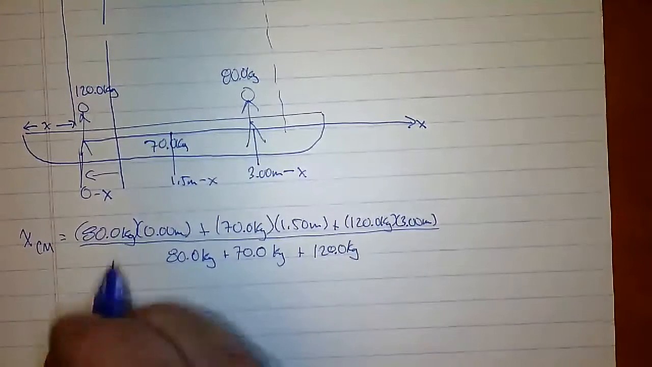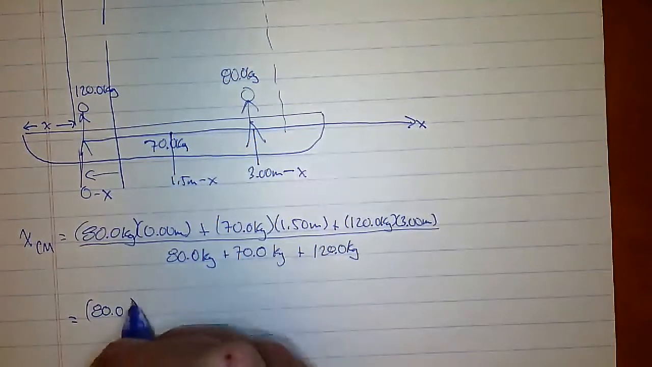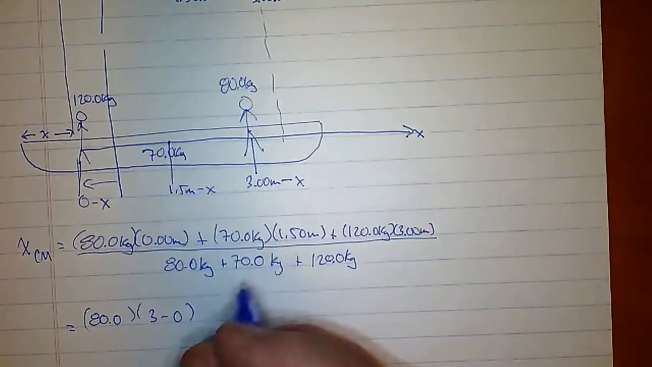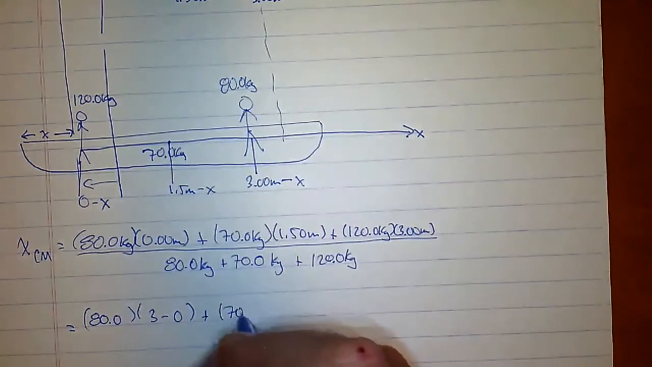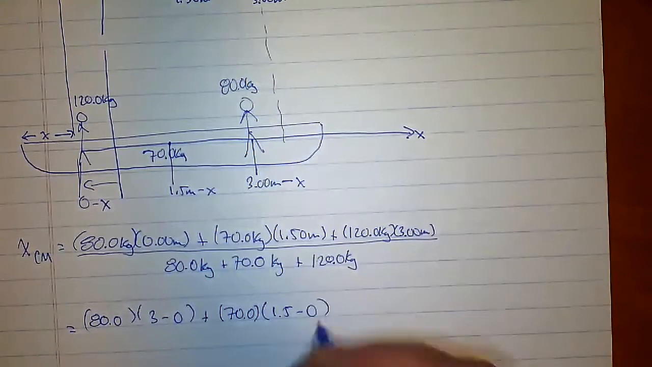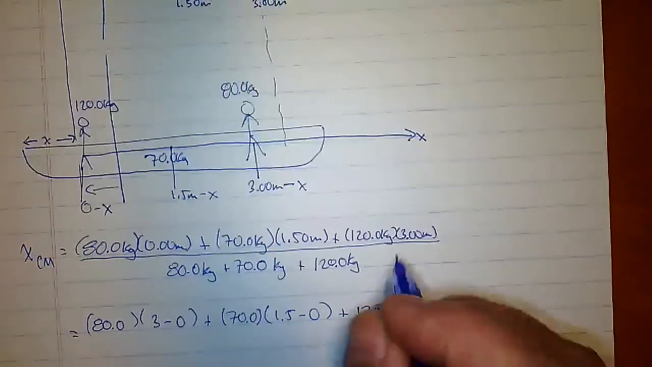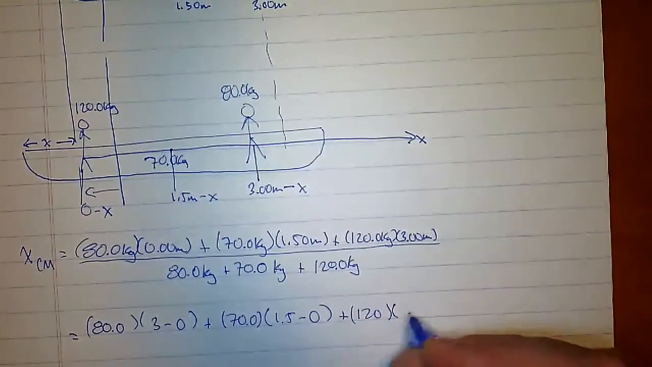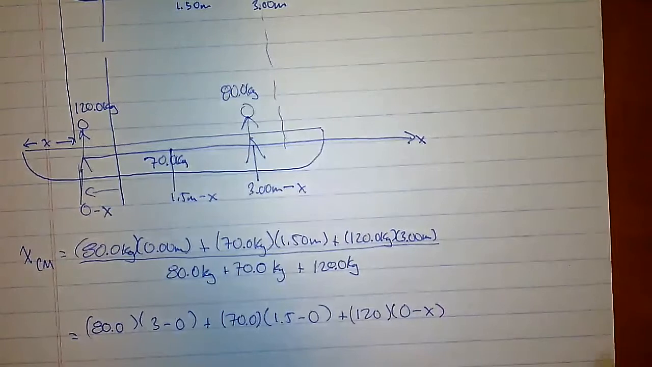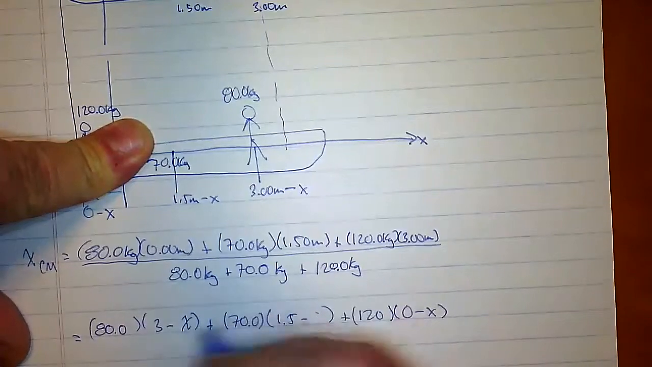So in this case, I'm now going to have the 80.0, and we'll leave the units off on this one, is going to be at 3 minus X. I'm also leaving off the sig figs. And the 70 kilograms is going to be now 1.5 minus X. And the 120 kilograms is now going to be at 0 minus X. Okay. Ooh, I don't know why I said 3 minus 0. Sorry. Glad I caught that now. 1.5 minus X and 3 minus X.